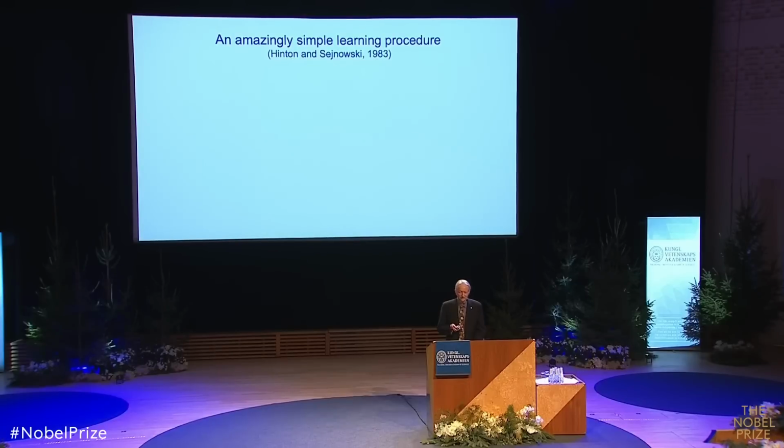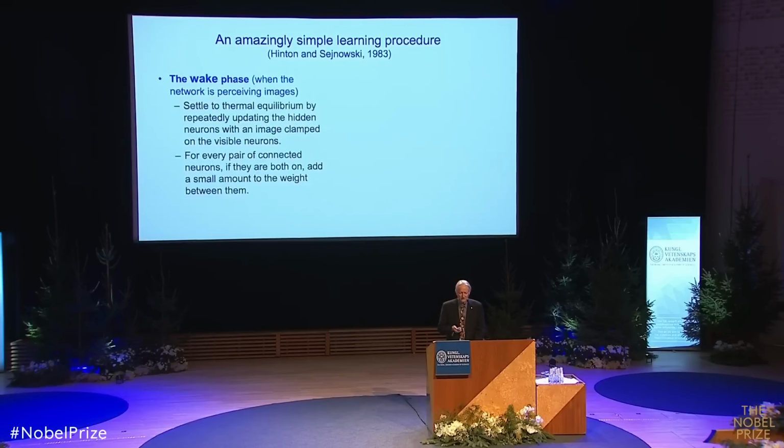This was discovered by Terry Sejnowski and me in 1983. And the learning algorithm goes like this. It has two phases. There's a wake phase. That's the phase when the network is being presented with images. You clamp an image on the visible units, you let the hidden units rattle around and settle down to thermal equilibrium, and then, once the hidden units are at thermal equilibrium with the visible neurons, for every pair of connected neurons, either two hiddens or a visible and a hidden, if they're both on, you add a small amount to the weight between them. That's a pretty simple learning rule. That's a learning rule that people who believe in Donald Hebb would like.